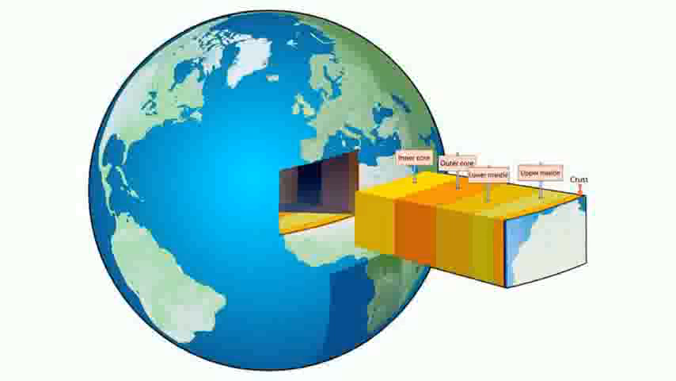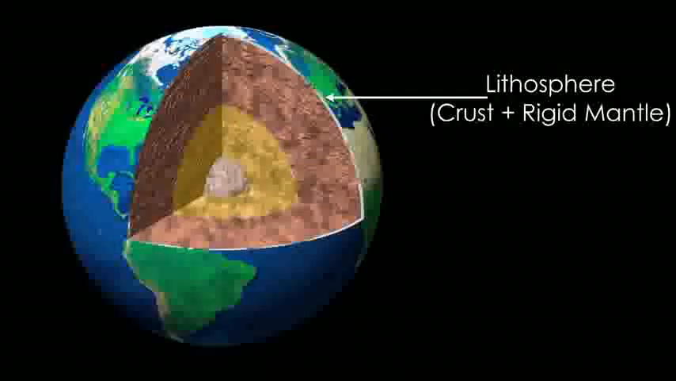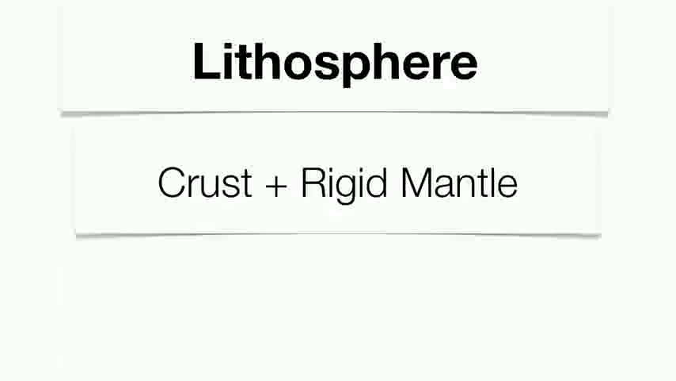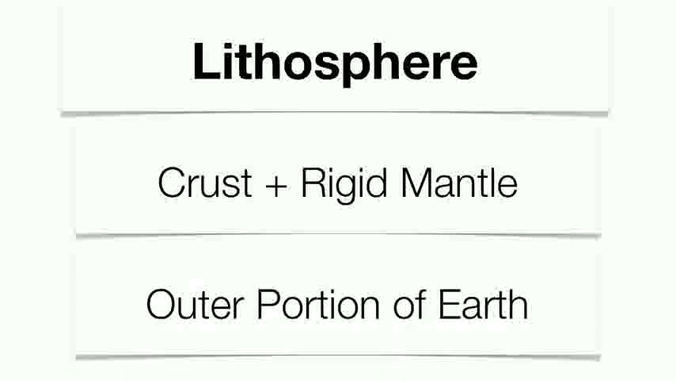So what we're going to do is talk about the different layers now. The outside layer is what we call the lithosphere. Now, the lithosphere is going to be made up of two layers within the Earth, the crust and the rigid mantle. The crust and the rigid mantle together are going to make up the lithosphere. What's going to be important about this is that the lithosphere is probably the most widely studied section of the Earth because we can get to it. It's very easy for us to drill into because we live on it. It's the outside portion of the Earth.